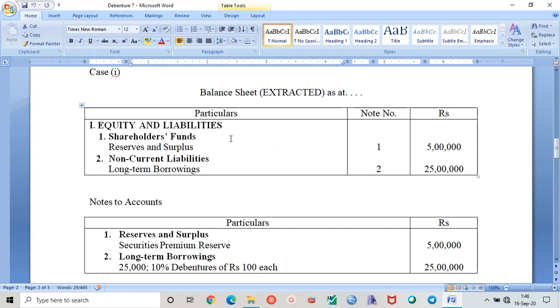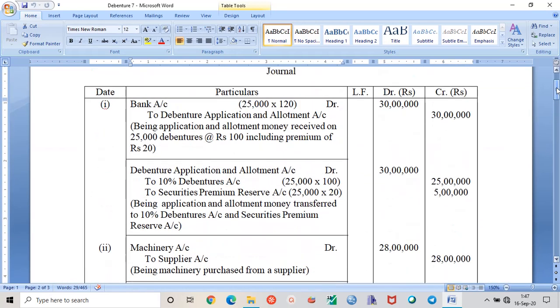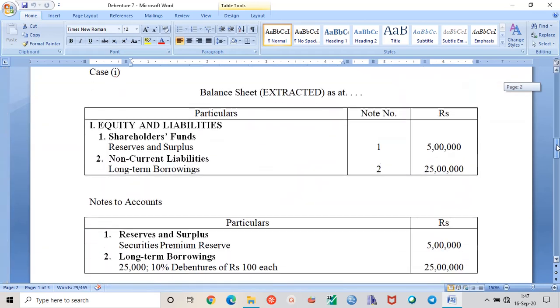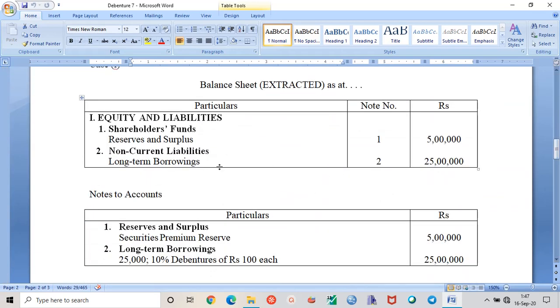So this is your balance sheet, and this is your notes to accounts. In the balance sheet, we know the format already. This will be equity and liabilities, so I will only show the equity and liabilities portion. Since it is the extracted balance sheet, you can only show whatever is needed, whatever is highlighted. You could have shown the bank also, this asset column also, but I have not shown it here. You can show it.